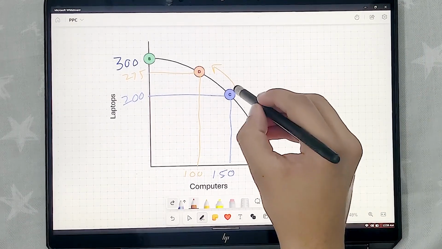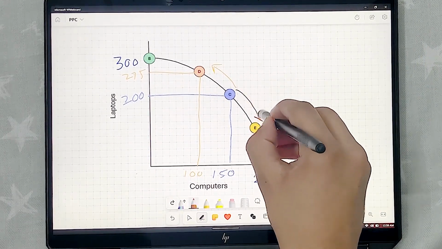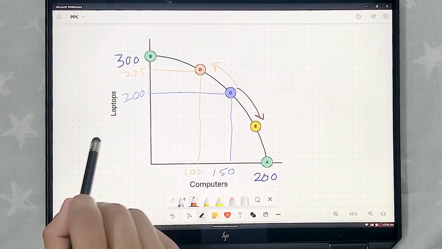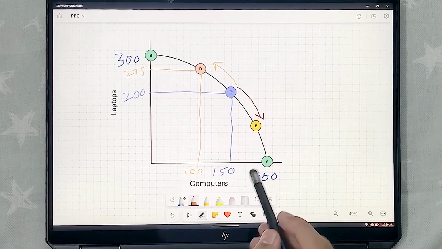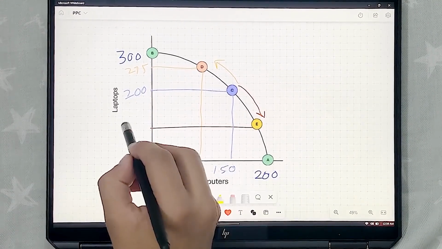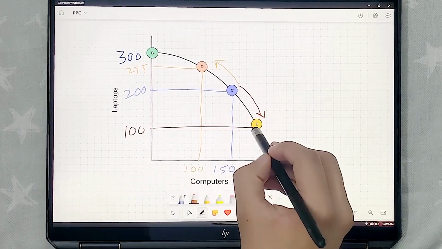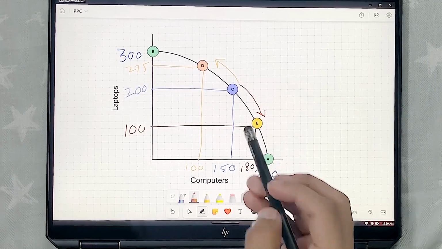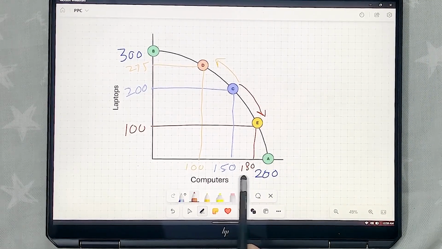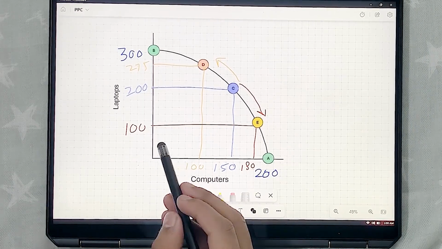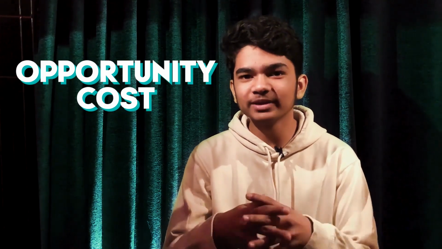Similarly, to move from point C to point E, the firm now needs to reallocate some of its resources from the production of laptops to the production of computers. And hence, here it would be producing 100 laptops but 180 computers. Now we know that the company gained 30 more units of computers but lost 100 units of laptops. Notice something familiar? Yes, opportunity cost.